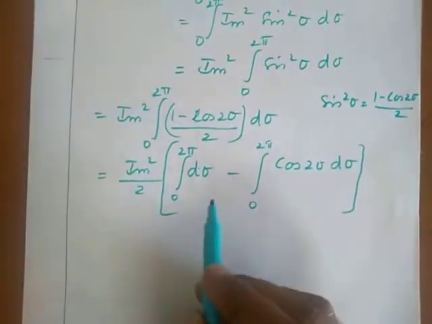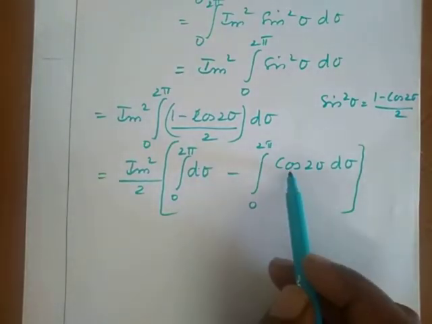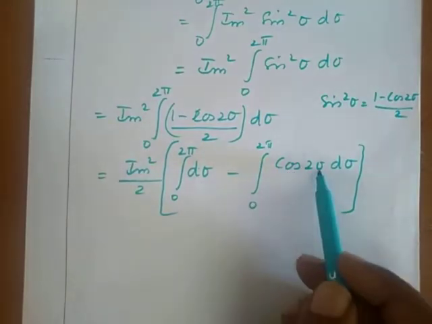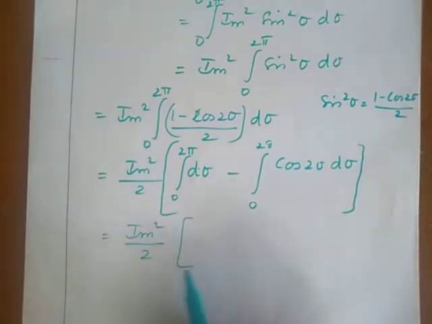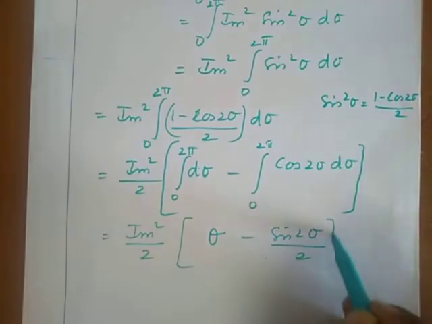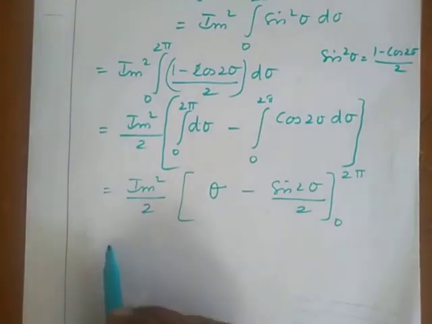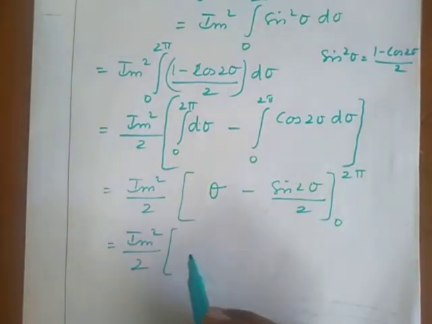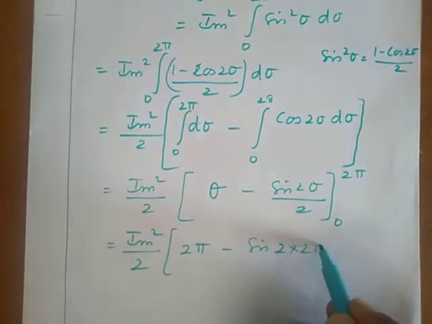Integrating this one we get theta, integrating this one we get sin 2 theta by 2. Then I can write Im square by 2, integrating d theta we get theta, then this one sin 2 theta by 2, limit is same, 0 to 2 pi. Then apply the limit, upper limit minus lower limit: Im square by 2, upper limit, that is 2 pi minus sin 2 into 2 pi by 2.